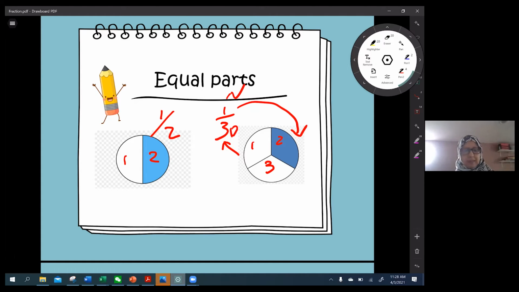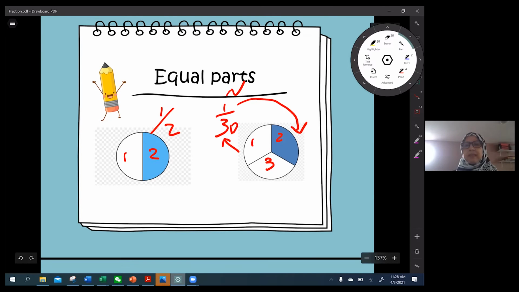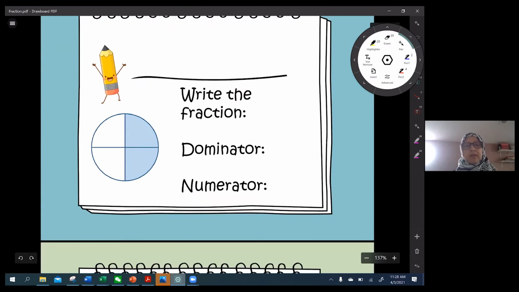Okay, now look at this. What's the fraction? 2 out of 4. Very good. I'm sorry, I think there are more students, so I can't really see. If you want to respond, it's okay, even if there are too many people. 2 out of 4 equals 1 out of 2. All right, we'll do that later.